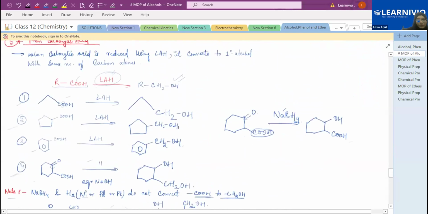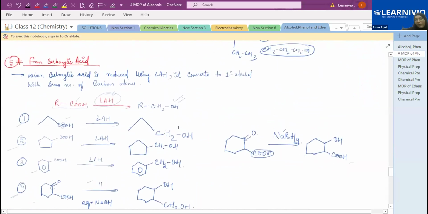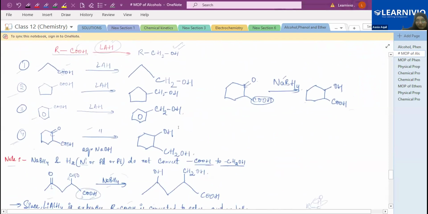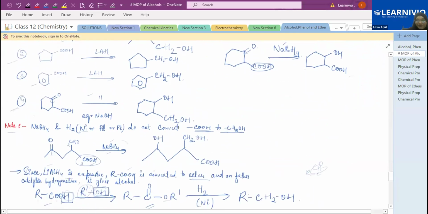After that, today we just discuss how you will prepare alcohol from carboxylic acid. It's very simple. Just put lithium aluminum hydride, and lithium aluminum hydride will reduce that carboxylic acid to your corresponding alcohol.